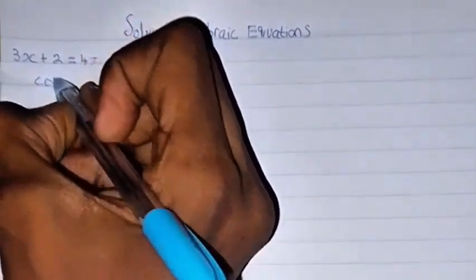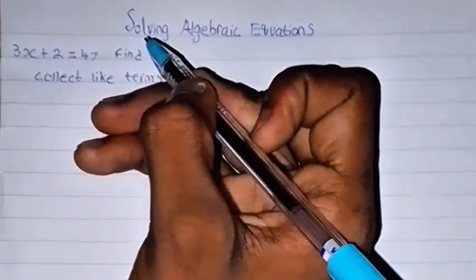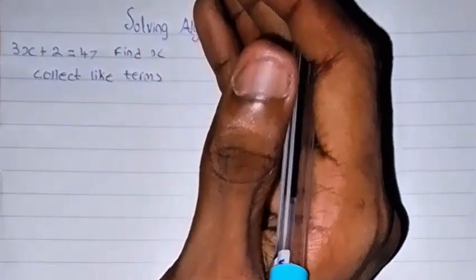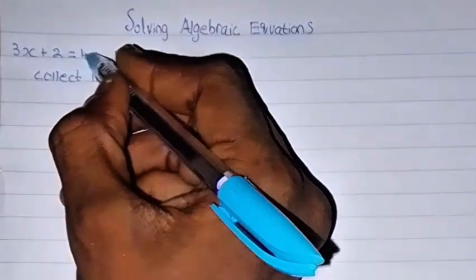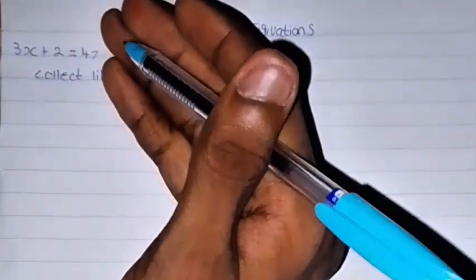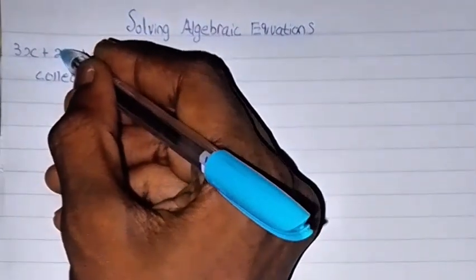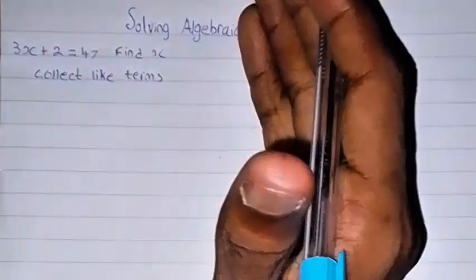To collect like terms, meaning we are going to put the numbers which have x on one side and the ones which do not have x on the other side. What do I mean? We have 3x plus 2 is equal to 47. We have a number with x on this side. We have one without on this side. So I can take this 2 to the right hand side. So we have all numbers that do not contain x on the right hand side and the one which contains x on the left hand side.